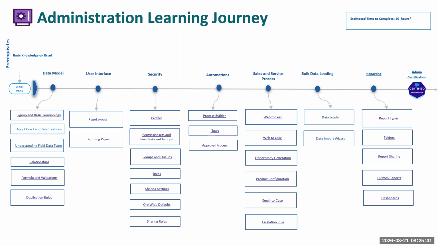Post that, I've divided the entire course into three different layers. Basically, for any technology, you'll have three layers. One is UI, the other one is database, the next one is business logic. So when it comes to UI, what you can see, what is visible, right? I call it page layouts and lightning pages in Salesforce.